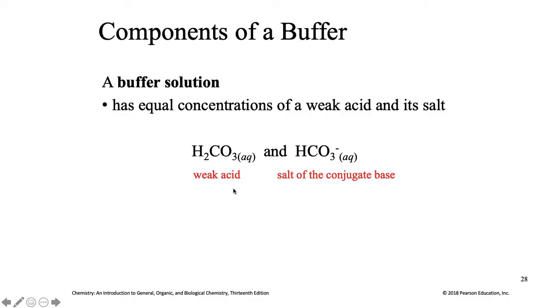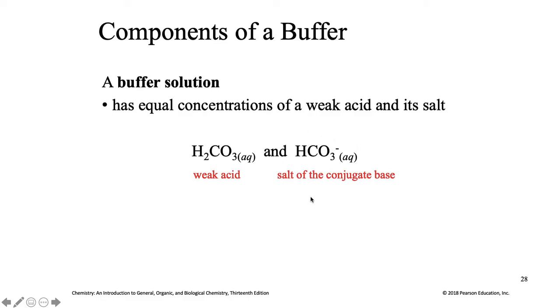This is for the blood, so I've taken this example to illustrate a buffer. This is our buffer system in our blood. It's the weak acid, which is carbonic acid, H2CO3, and its conjugate base, HCO3-. And I said salt because it could be paired up with the sodium ion here, which forms a salt because you have a positive ion and a negative ion forming a salt.